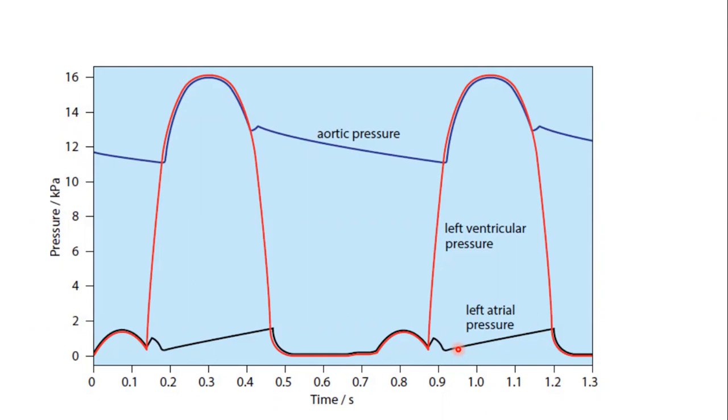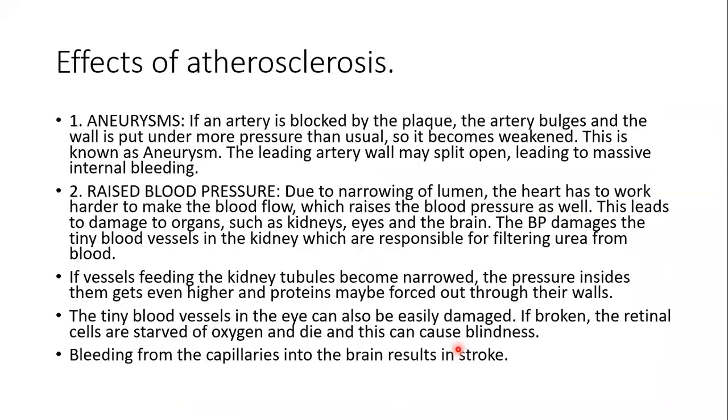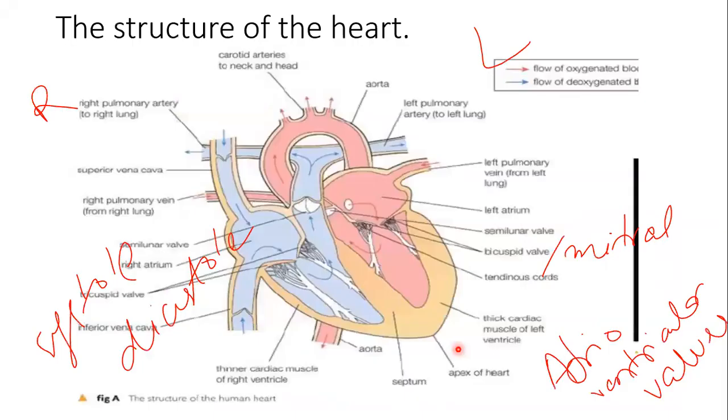You guys already know from your IG, if you remember, that the left ventricle has a much thicker wall compared to the right ventricle. That is because the right ventricle only has to push the blood towards the lungs. The left ventricle has to push the blood throughout the entire body. As a result, you need thicker muscles on your left side than on your right side.